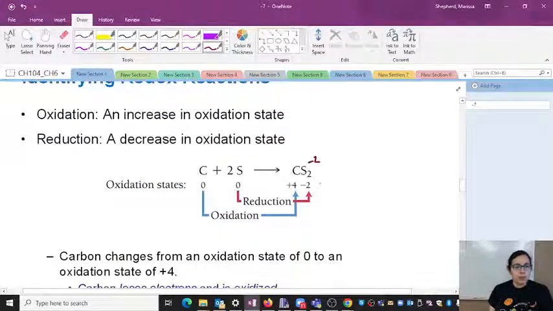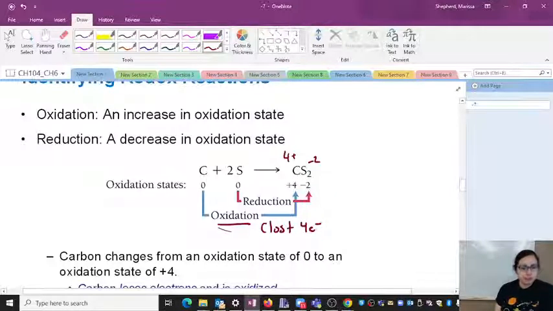So then we have -2, and then we have to get to 0. So -2 times 2 gives us -4. So then carbon has to be 4 plus. And then we see carbon goes from 0 to a 4 plus oxidation state. So it's becoming positive, and that's why it is undergoing oxidation. So it lost 4 electrons there.